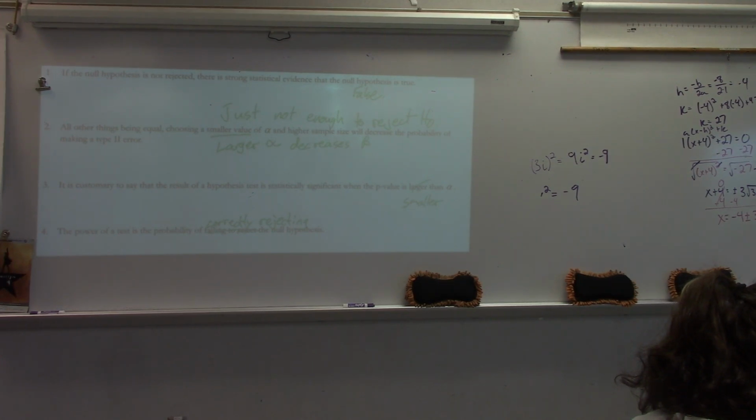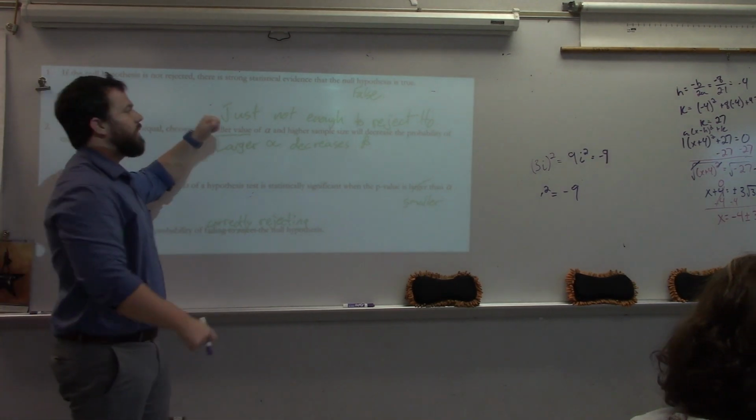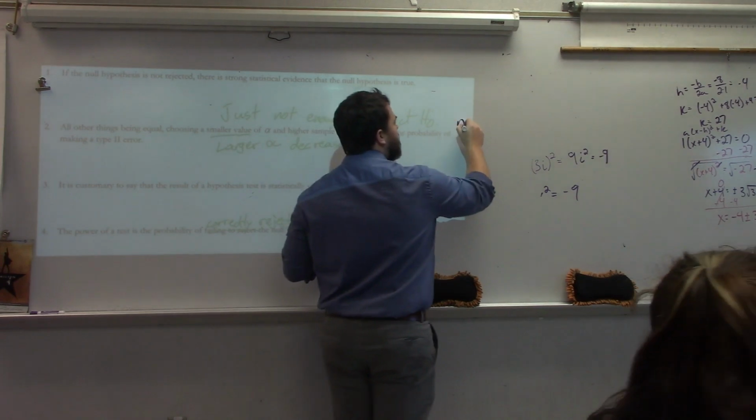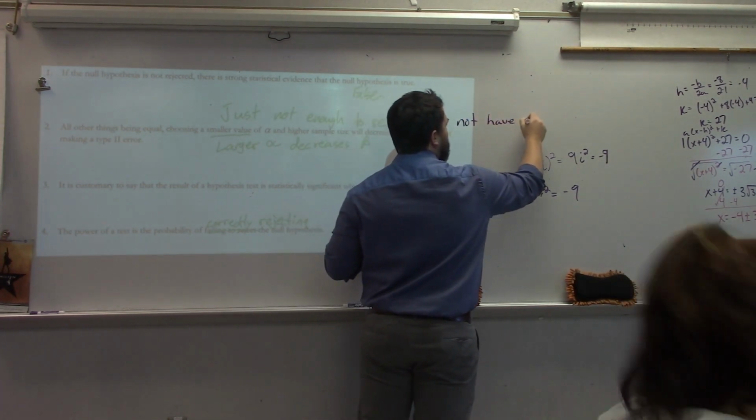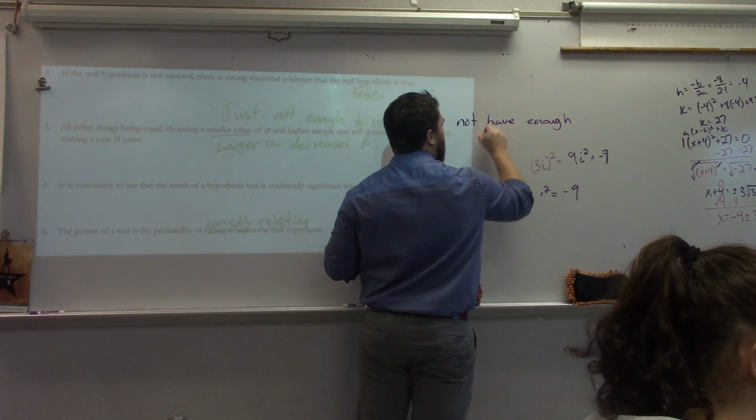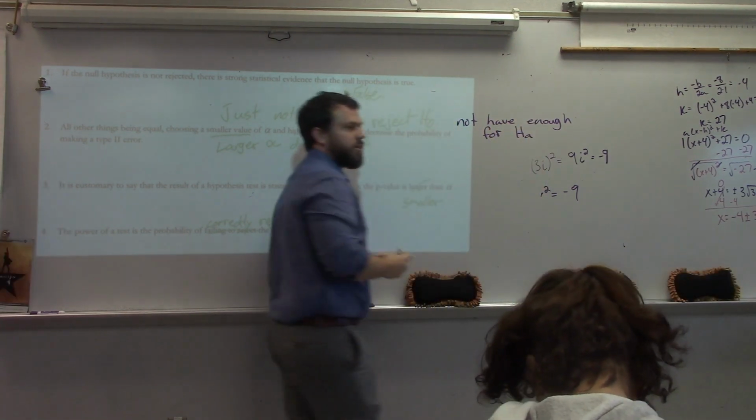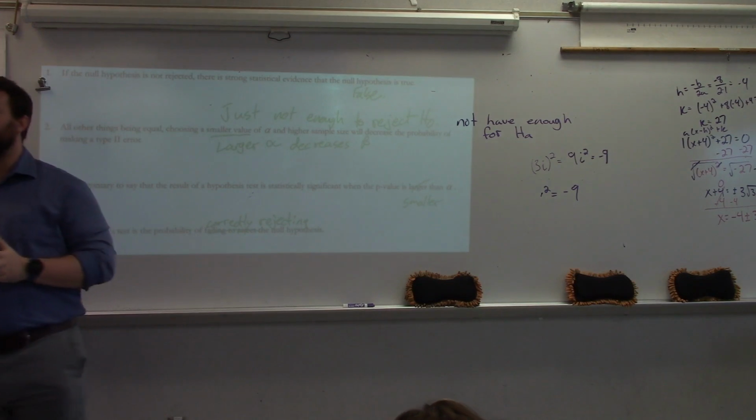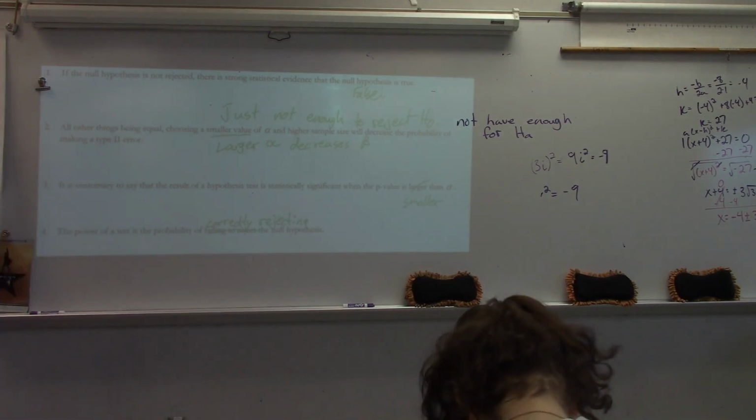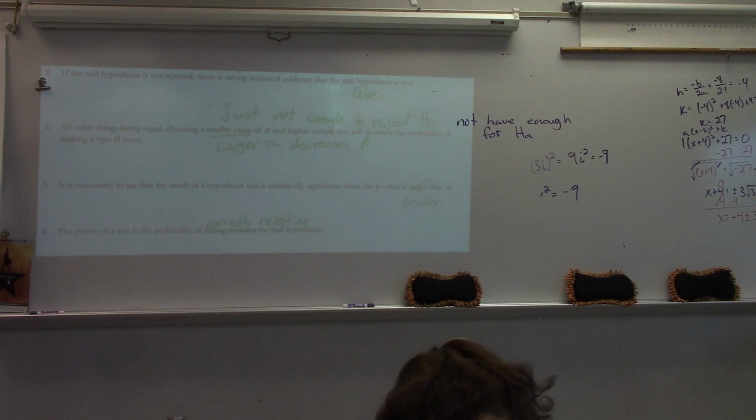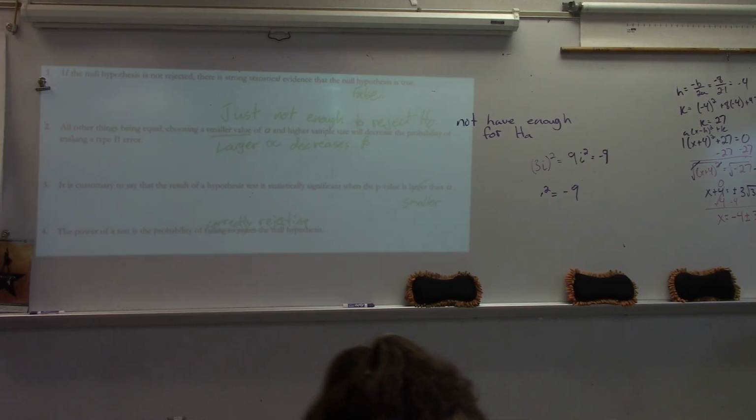Notice, if the null hypothesis is not rejected, that's fail to reject. Do we collect evidence for the null hypothesis? No, we collect evidence for the alternative hypothesis. So I don't have evidence for the null hypothesis. I just do not have enough to reject the null hypothesis. I do not have enough for the alternative hypothesis. Right? You do not collect evidence for the null hypothesis. You collect evidence for the alternative or against the null. So update that language on your demonstrate understanding.